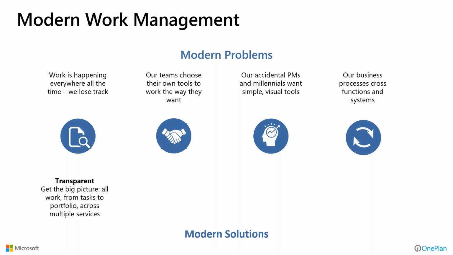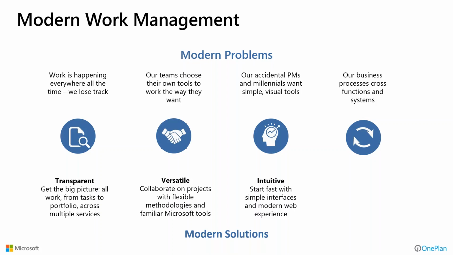So some of the solutions to these things is we need solutions that'll give us that transparency for all this work to bring it together so that we can get the big picture, regardless of where the work is being performed. We also have to be versatile. So we have to be able to accommodate different work frameworks or methodologies, to be flexible on those so that the teams can have different latitude depending on the nature and the type of work that they're doing and what makes them most effective. It also has to be intuitive, start fast, simple interfaces, modern web experience, those types of things, not things that are highly complex that require high training or high ramp up in order to get in.